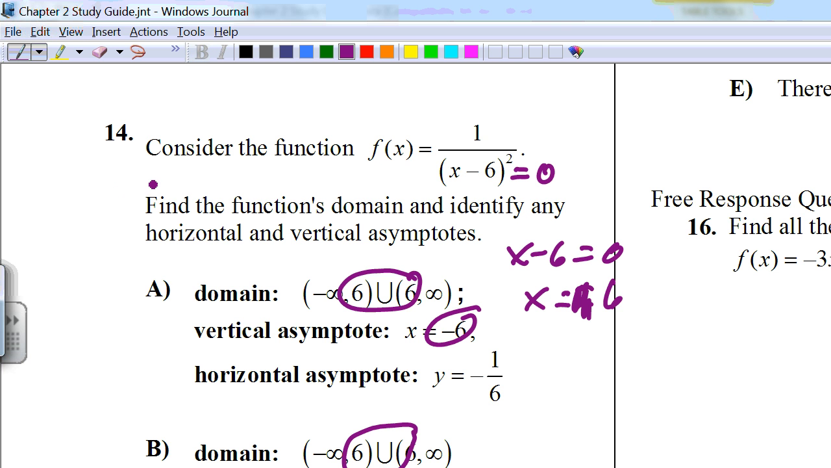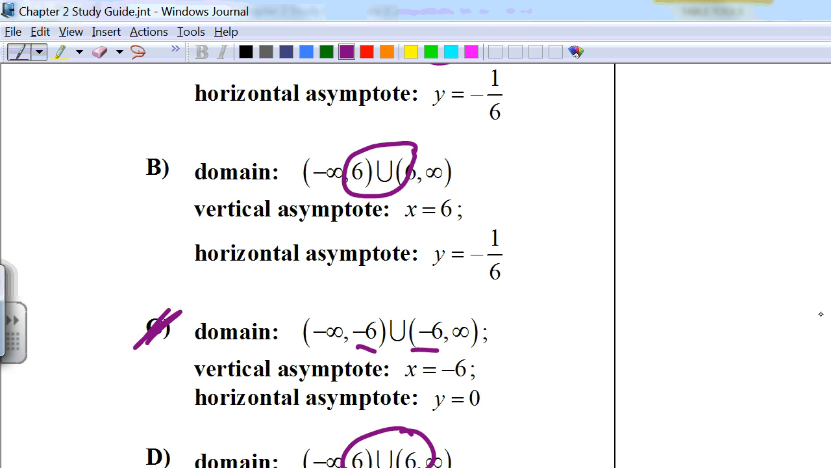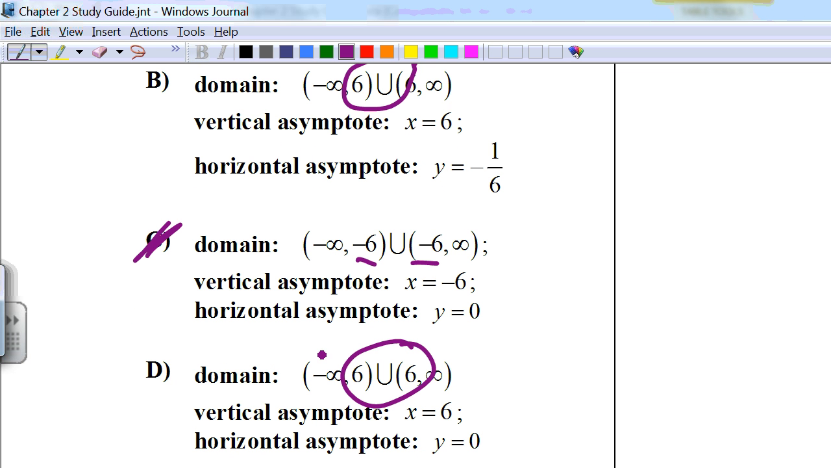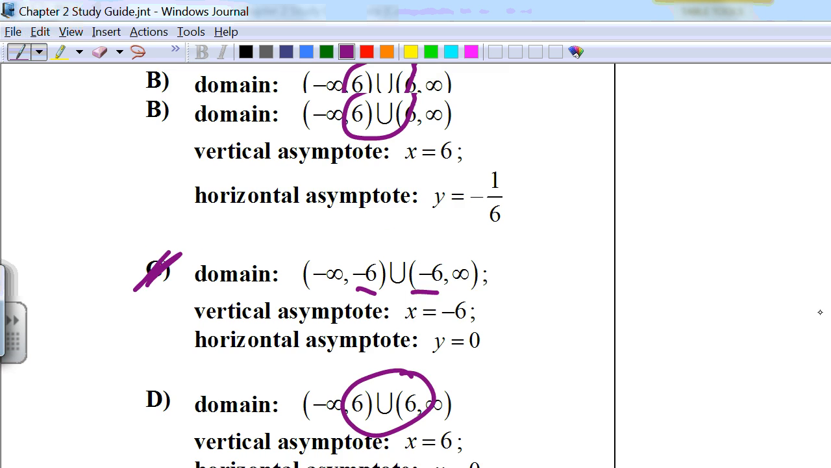So it cannot be negative 6. X equals 6, that one works. X equals 6, x equals negative 6. Can't be that one. Okay, so now we have to look at what is y equal.